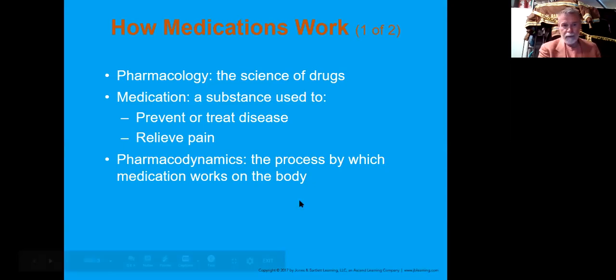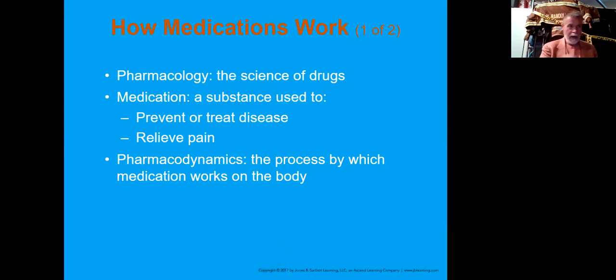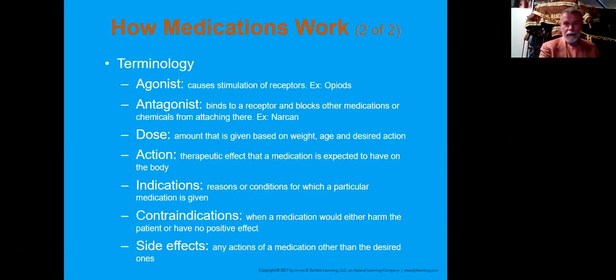Also understand the pharmacodynamics, again, how the medication is going to work on the body. That's where we start to get into those receptors. Is it an agonist or an antagonist? And hey, great time to be looking at terminology. So an agonist actually causes stimulation of a receptor. And your example here is an opioid. Opioids are unfortunately all too common right now. I think everyone's heard of them. If you look down at the next part there, the antagonist binds to a receptor and blocks other medications or chemicals from entering that.